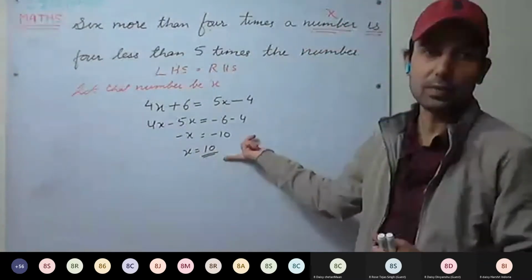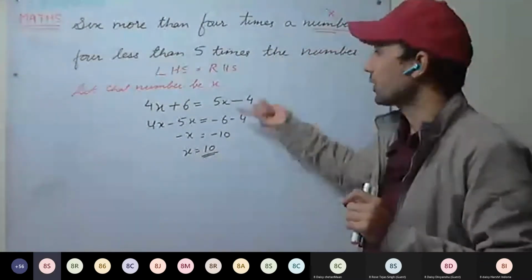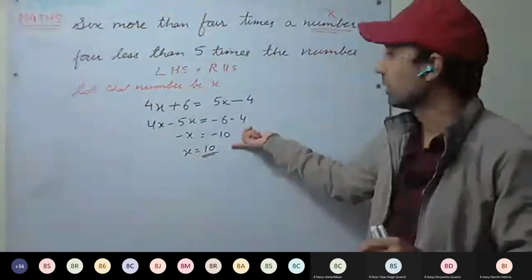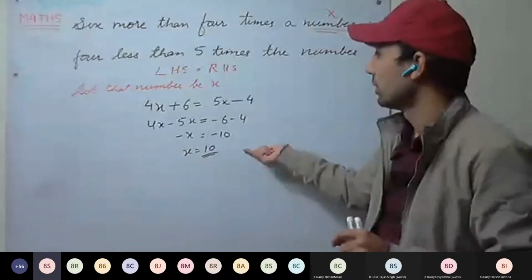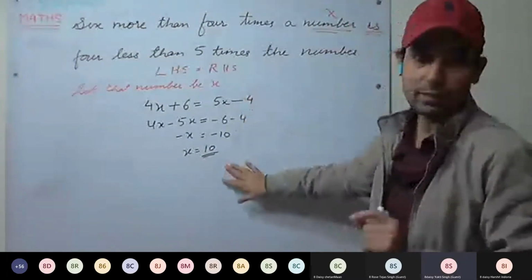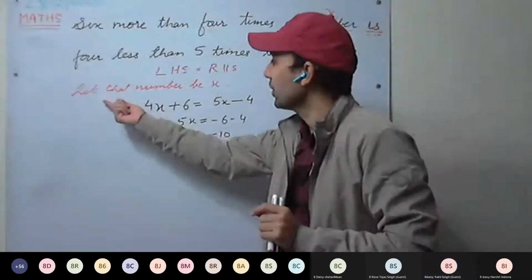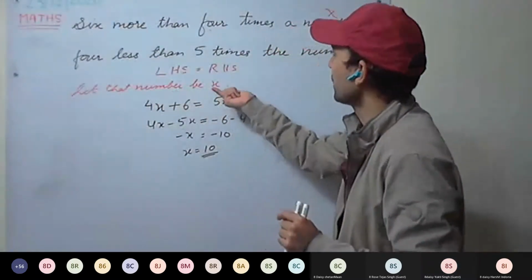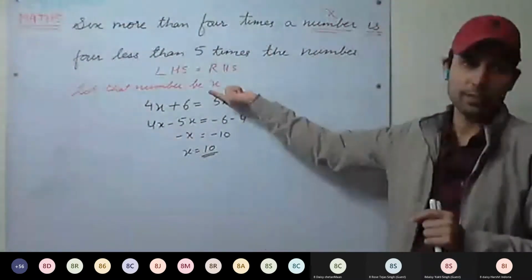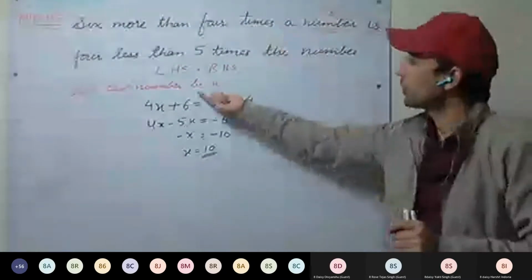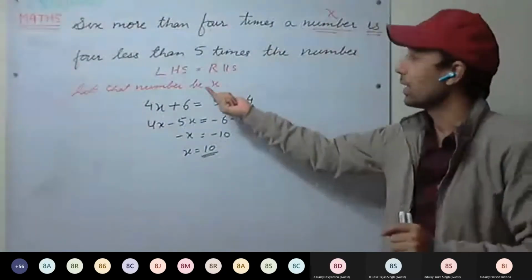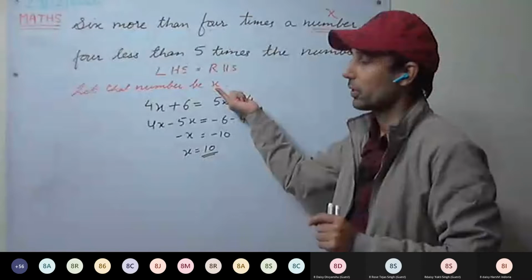Understood this one? Anyone have doubt? So you have to read the question properly. Yes? So how to write it in language? Okay. See here. First step will be let that number be x because we have to suppose that number something. Okay. So we have supposed that as x. Let that number be x.